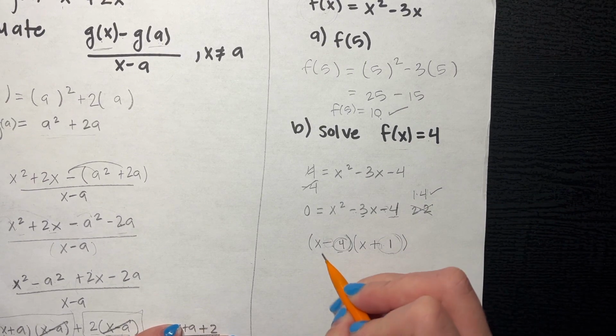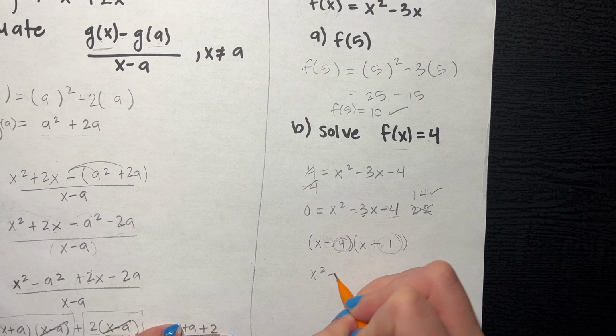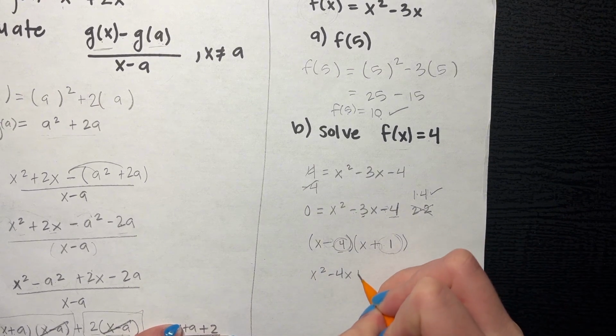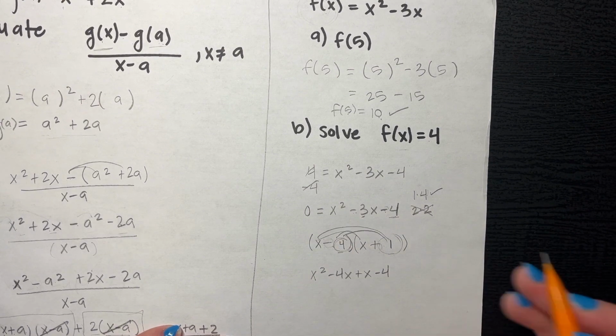So there we go. If we multiply this out, we get x squared minus 4x plus x minus 4, like that.